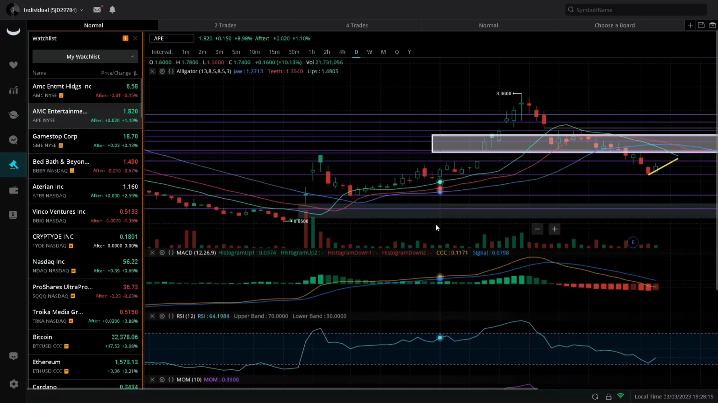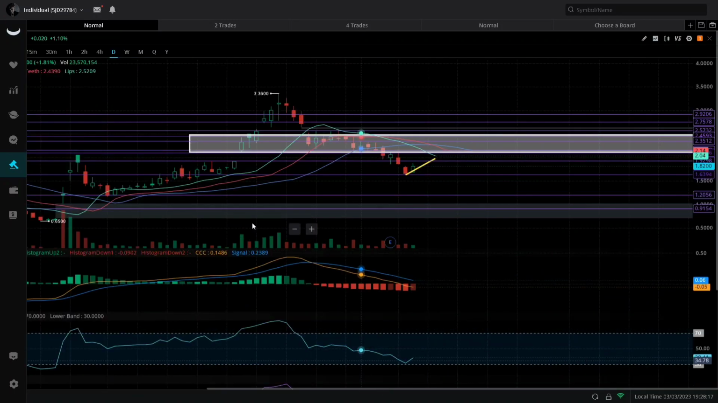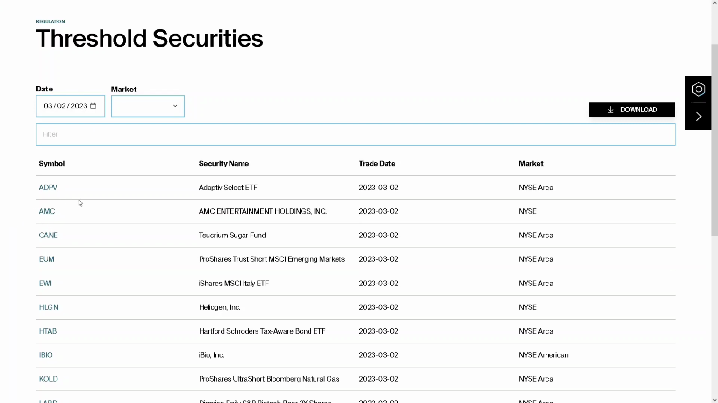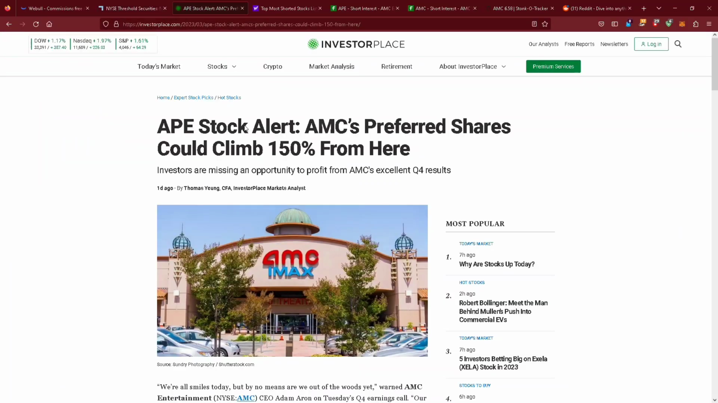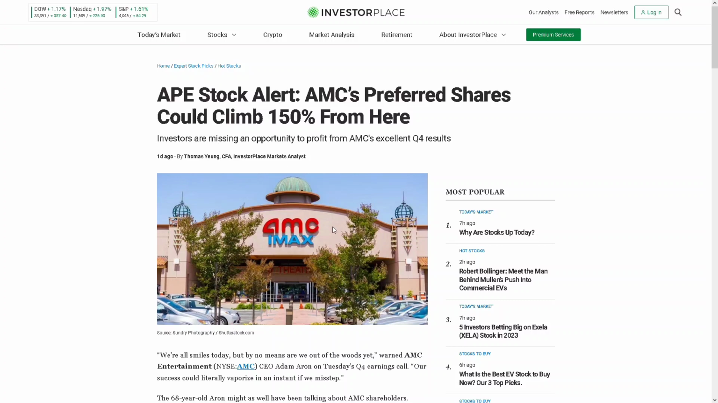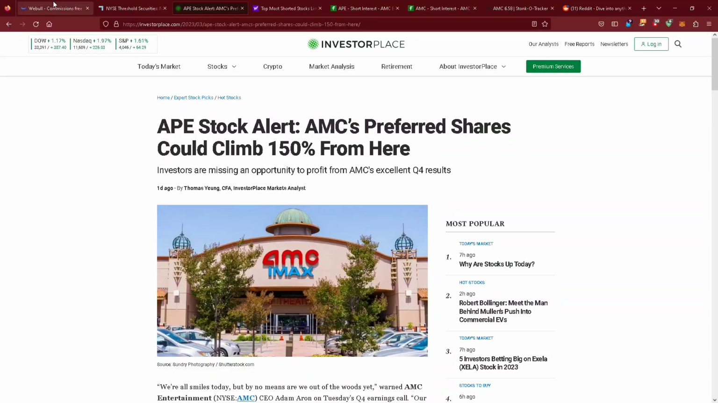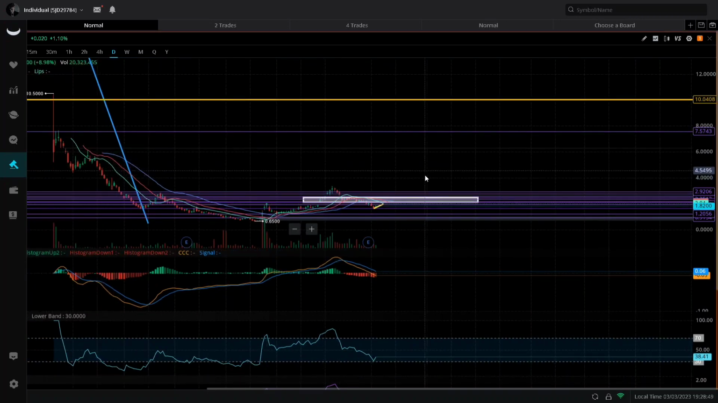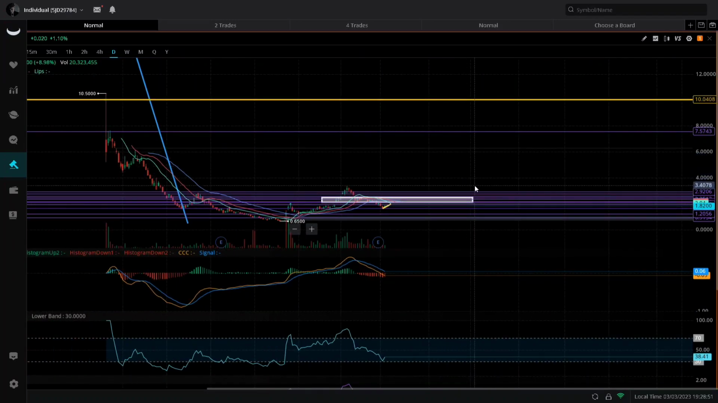Let's go ahead and look at some of the technicals for APE stock, and then look at some of the fundamental data, because we are still on the threshold security list for AMC, which is extremely bullish. We have bullish articles coming out about AMC and APE. This one's saying that APE stock could climb 50%, 150% from here, basically saying APE stock could squeeze, because if it climbs another 150%, it will absolutely start to take off, because we'll be at that $3 to $5 range. And once we get past $3 to $5 with APE, I'm telling you, this thing's going to get volatile very, very quickly.